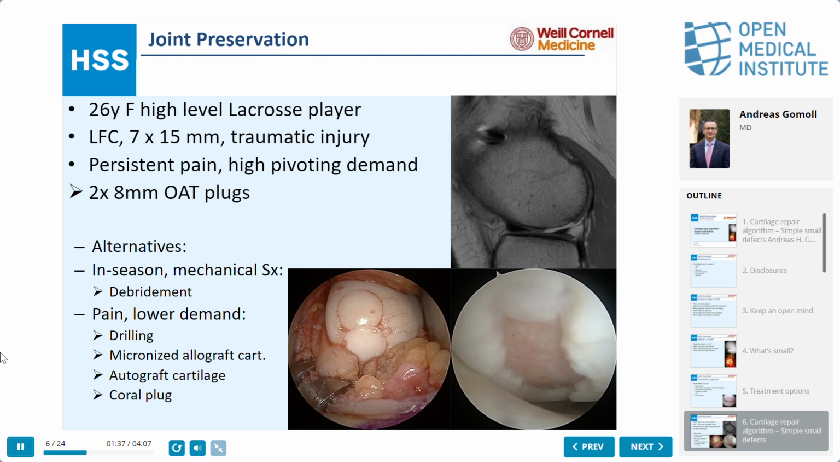Lateral condyle is actually a nice location for this because you can make 1 incision, and I do OATS with a small incision. I don't do it arthroscopically. You make 1 incision and you extend the knee. That puts you over the lateral trochlea, so you can harvest the plugs, and then you flex the knee. It brings you over the defect, and you can harvest an implant through the same incision.